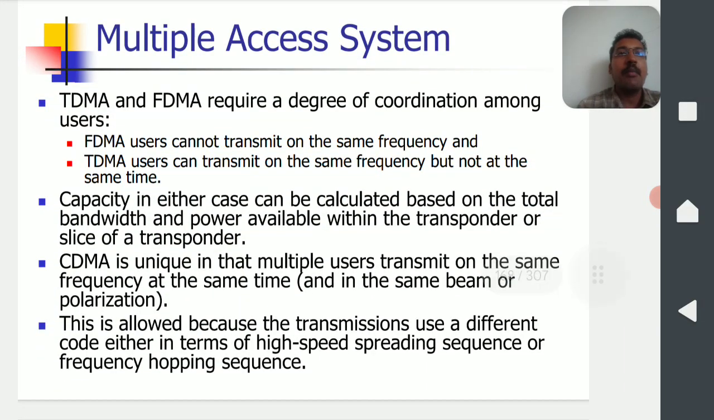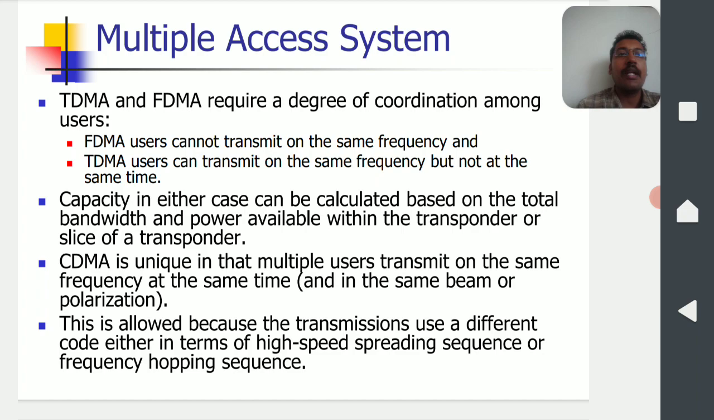TDMA and FDMA require a degree of coordination among users. FDMA users cannot transmit on the same frequency, and TDMA users can transmit on the same frequency but not at the same time. Capacity in either case can be calculated based on the total bandwidth and power available within the transponder or slice of a transponder.